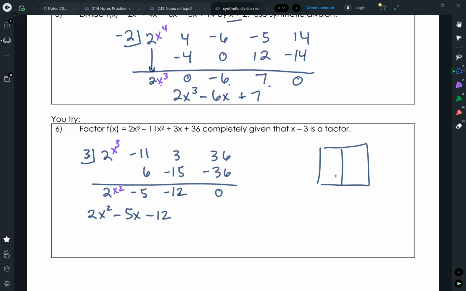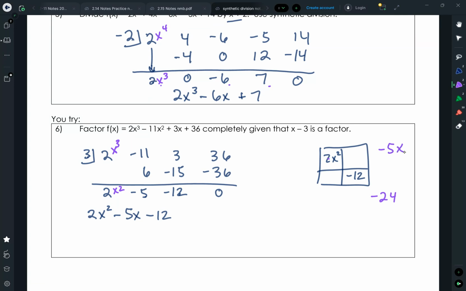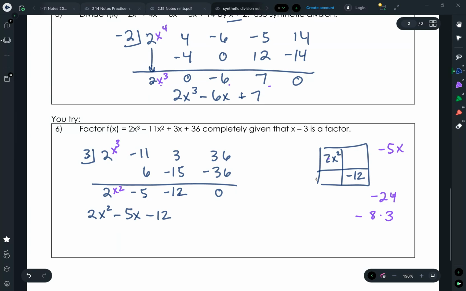I'm going to do a box for this one. So 2x squared, negative 12. 2 times negative 12 means my magic number is negative 24. So I'm trying to get that negative 5x out of a negative 24. Multiplies to make negative 24, adds to make negative 5. So I'm thinking negative 8 times 3. So that means I have a negative 8x and a 3x. And then let's go ahead and do some factoring so we can factor out x and a negative 4 and a 2x and a 3.